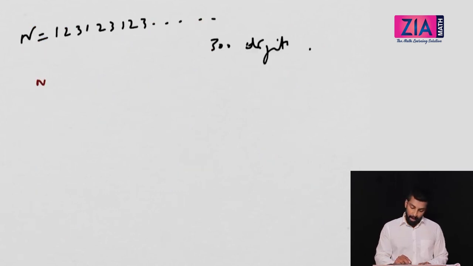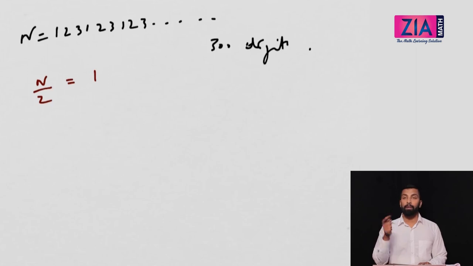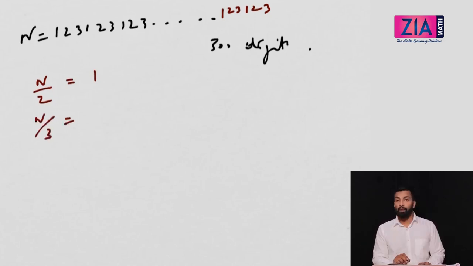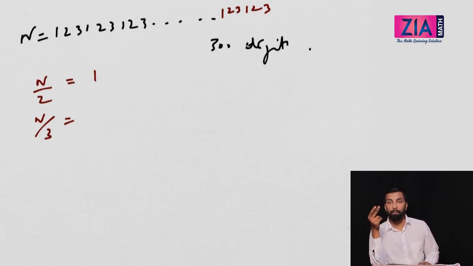What is the first question? N divided by 2, what is the remainder? Remainder will be 1. Divisibility rule of 2: last digit, right? Here the last digit is 3. So the remainder is 3. N by 3: what is the divisibility rule of 3? You need to take the sum of digits. The sum of digits must be divisible by 3, right?